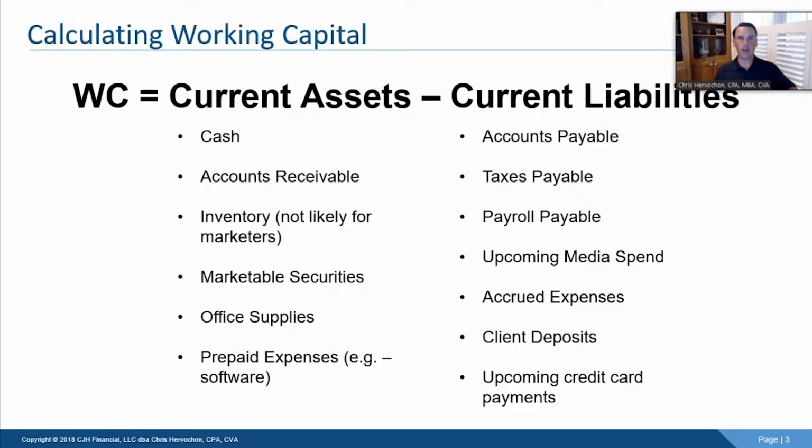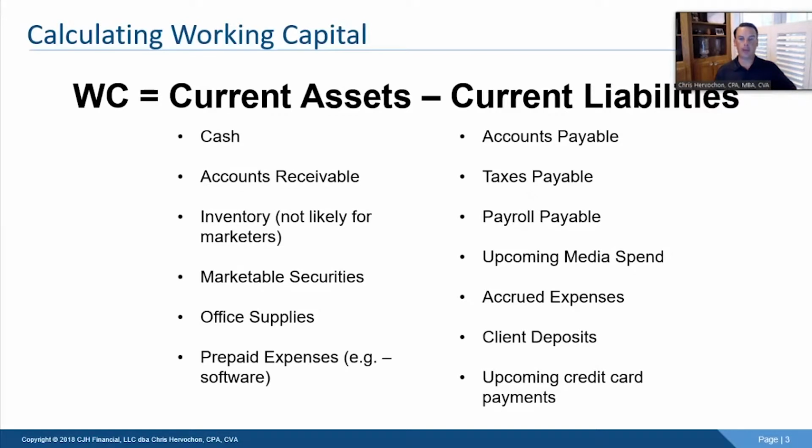Marketable securities. So if you, in your business, are taking cash and investing it in stocks, bonds, anything that you can sell in a relatively short amount of time, less than a year, and convert to cash, that's going to be a marketable security. Office supplies. So things in your business that you're using that are going to be used up quickly: pens, paper, pencils, stuff like that, if you have it.